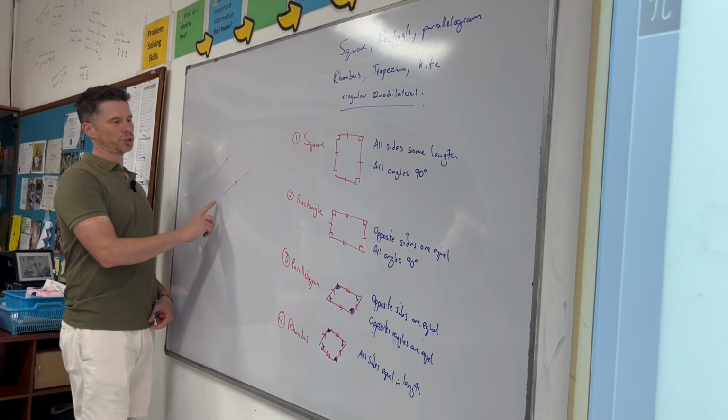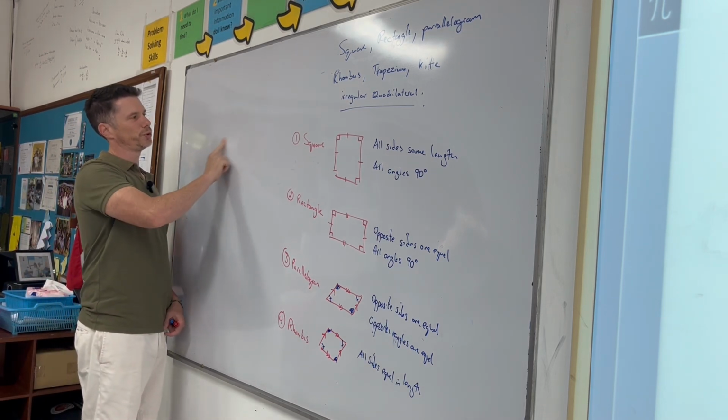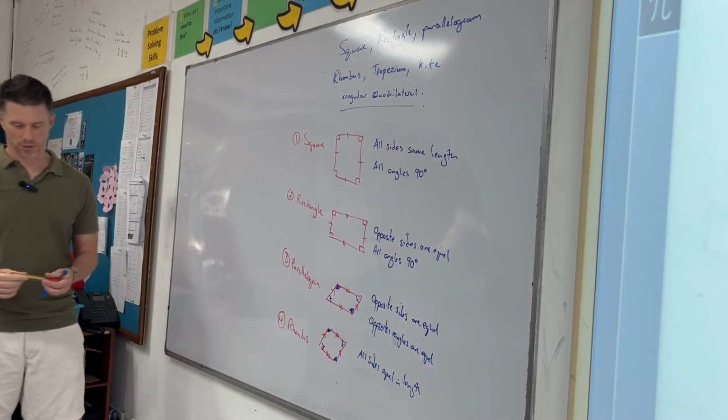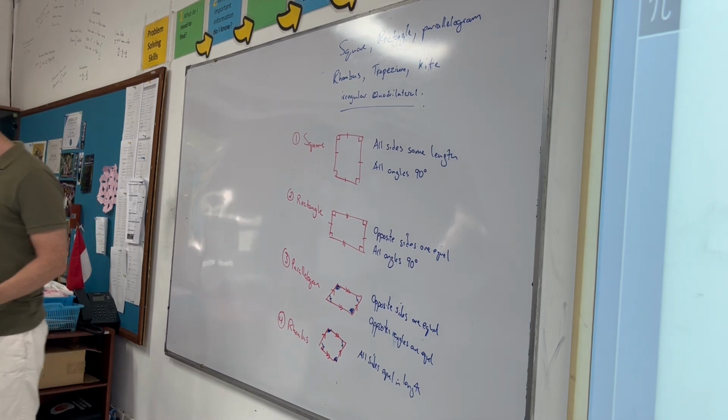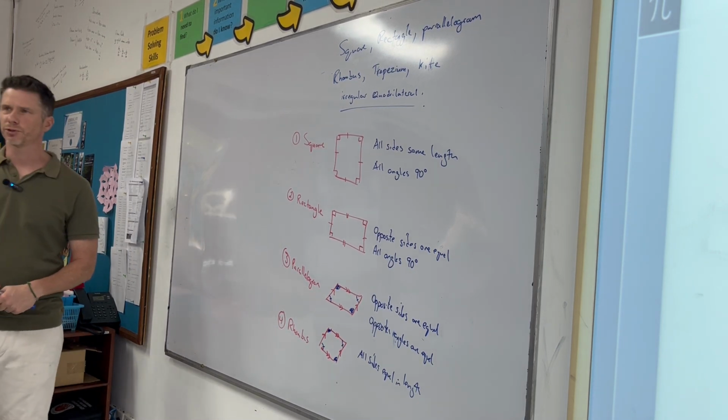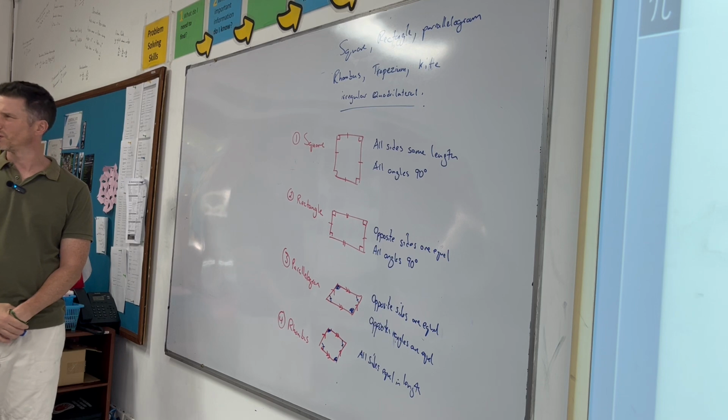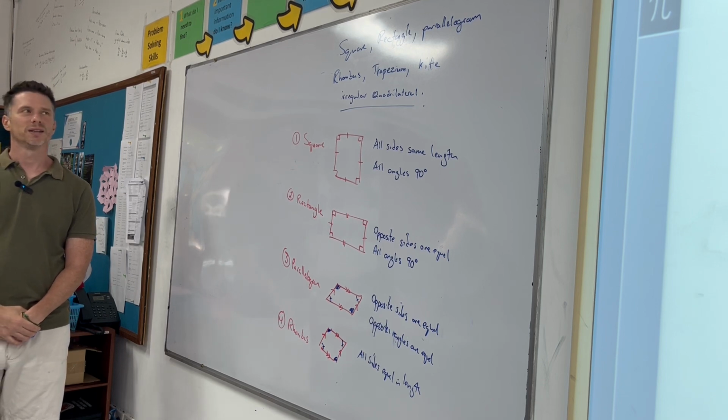Okay, there's 3 more we must look at. Well, 2 more that are quite important. A trapezium. There's another name for a trapezium. What's another name for a trapezium? Does anyone know? Charlotte? Yeah, trapezoid, yeah.